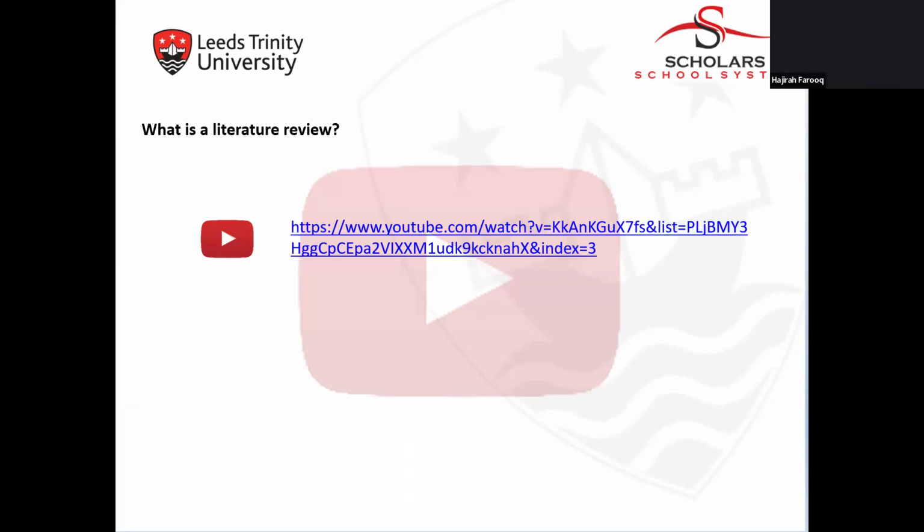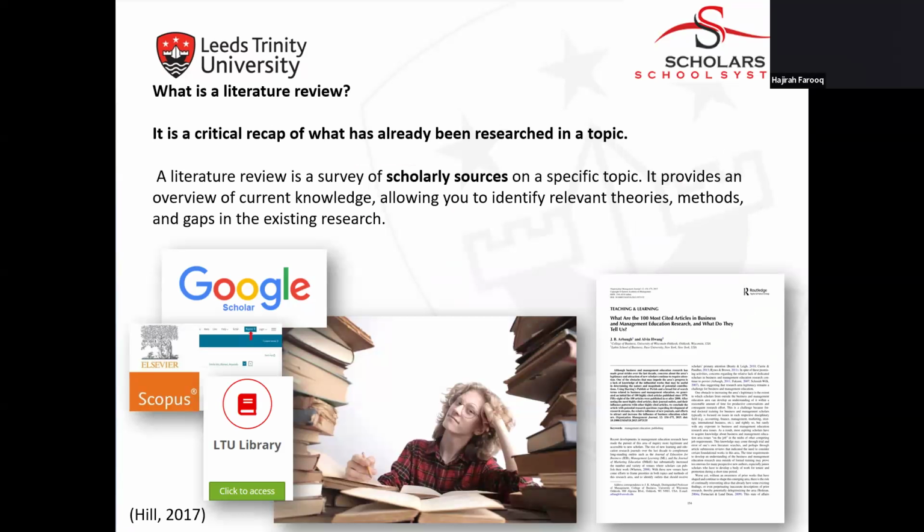So we started off by watching a video about literature review. And you can find this video in your lecture slides for week 1, semester 2, on the Moodle if you log into your Moodle. Then we discussed what a literature review is. It is basically a critical recap of what has already been researched in a particular topic. A literature review is a survey of scholarly sources on a specific topic. It provides an overview of current knowledge, allowing you to identify relevant theories, methods, and gaps in the existing research.